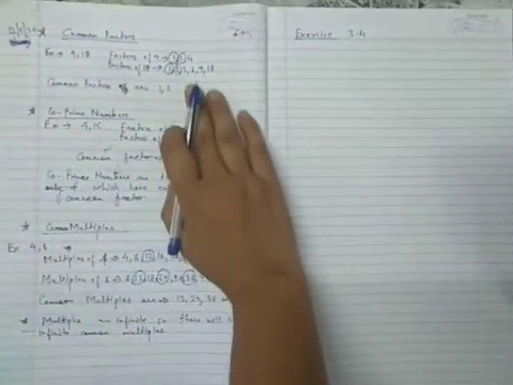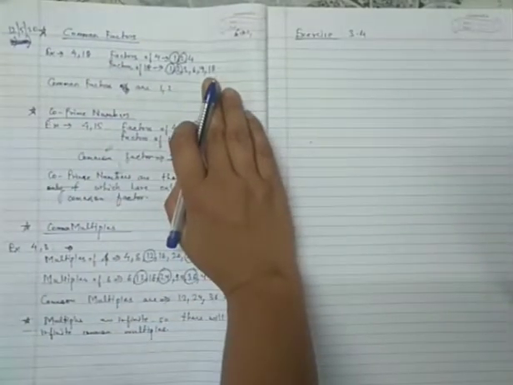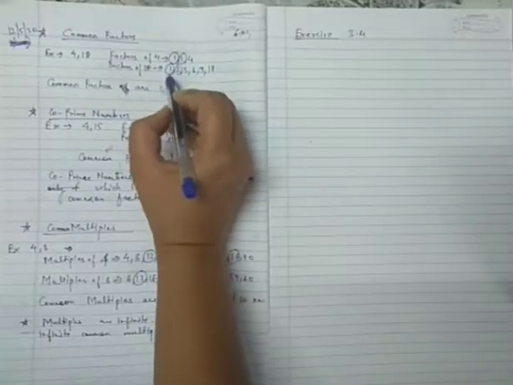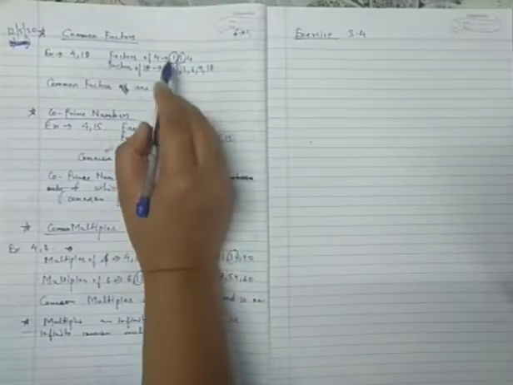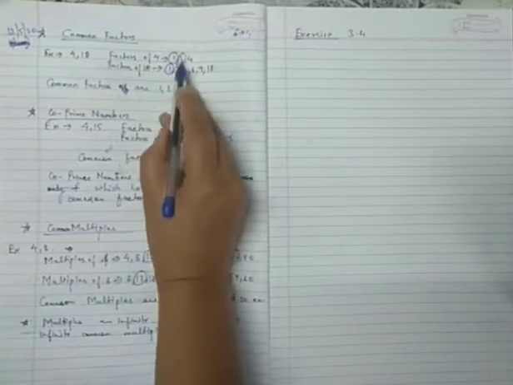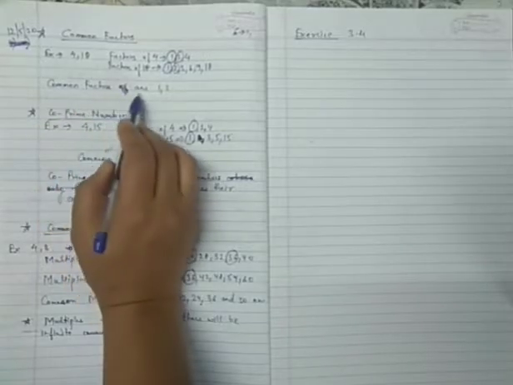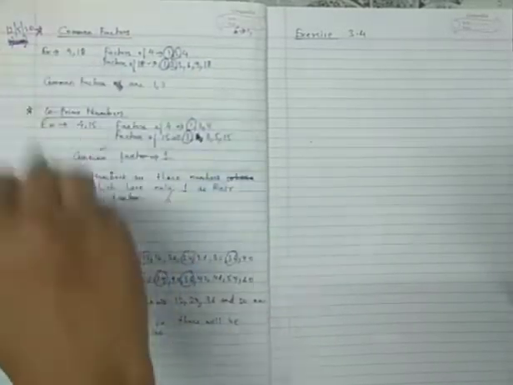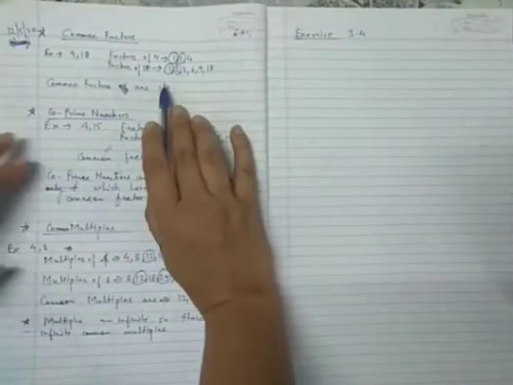So what we do in finding common factors, after writing the factors, we will see which are the factors which are common. So here 1 is common for both and then 2 is common for both. So we will write common factors are 1 and 2. Now, this was one example.